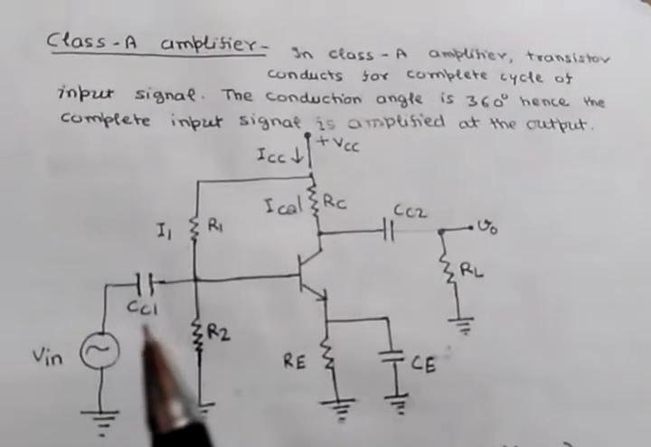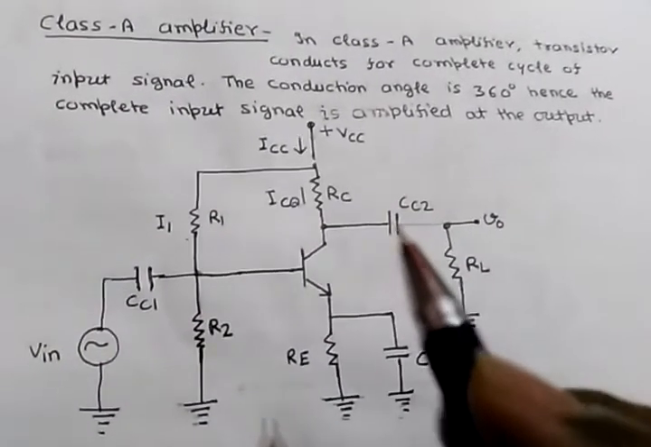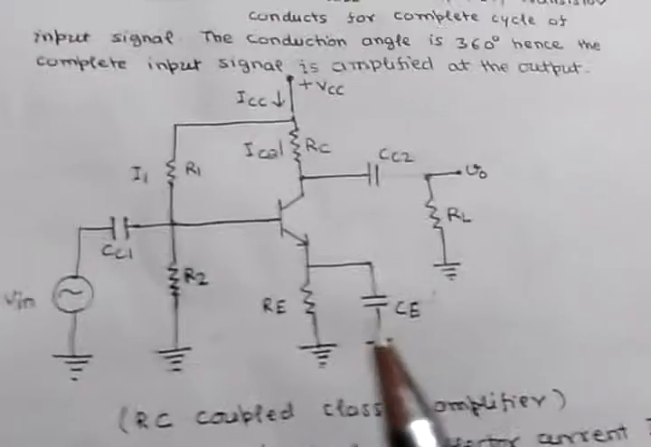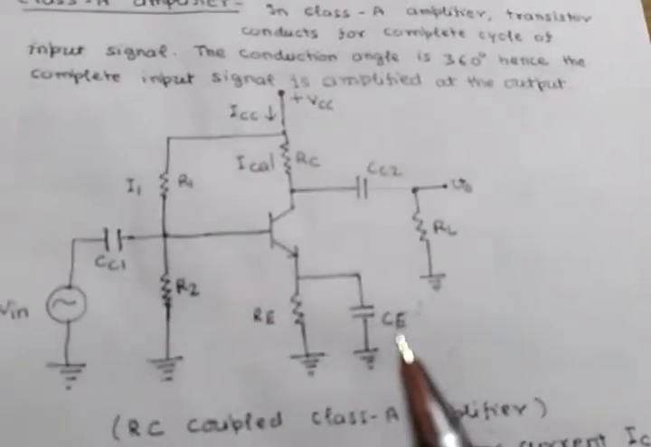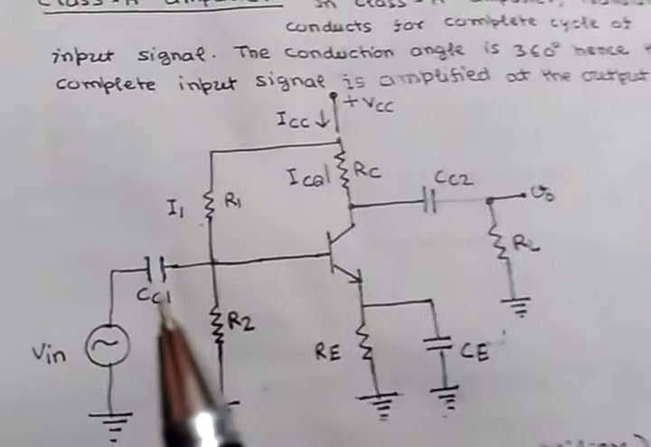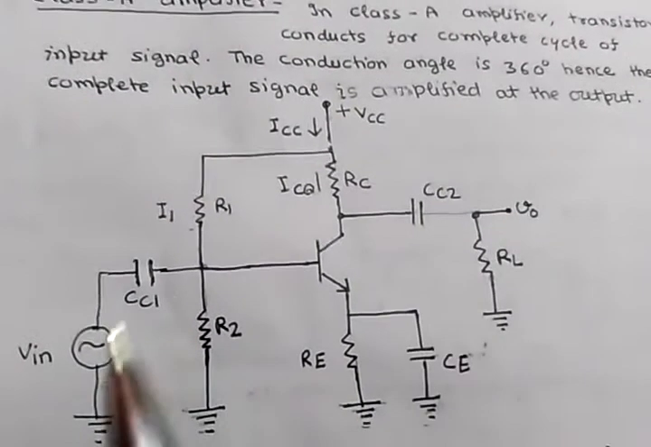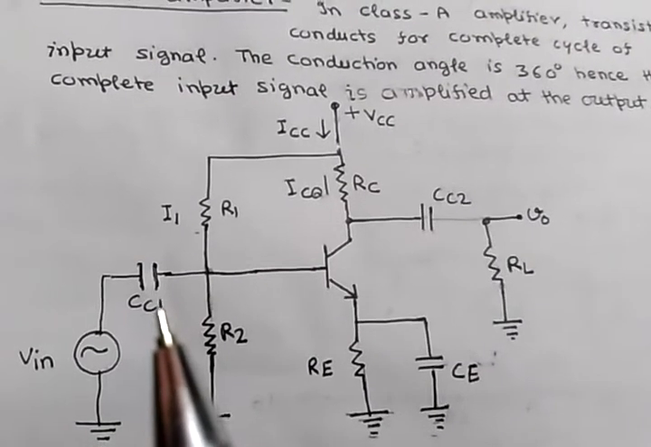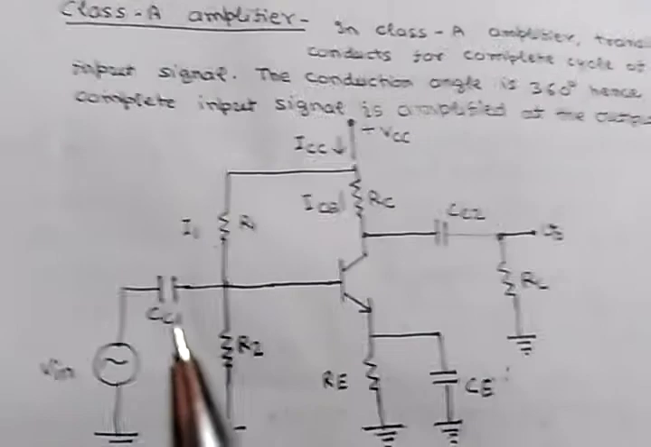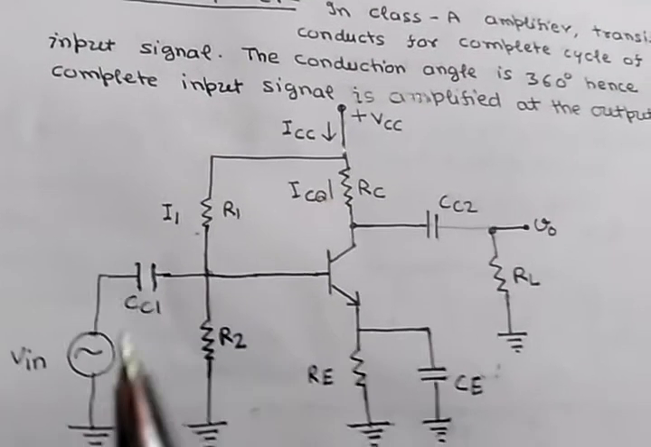Two coupling capacitors CC1 and CC2 have been used in this circuit diagram, and a bypass capacitor CE is also used. Actually, coupling capacitors CC1 and CC2 act as a short circuit for AC input signal and act as an open circuit for DC.